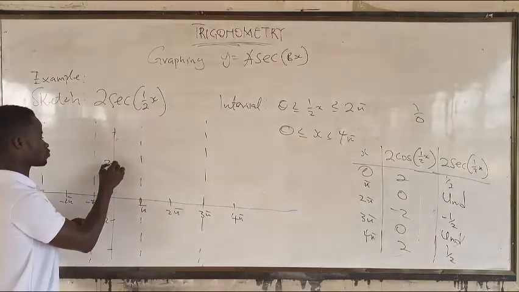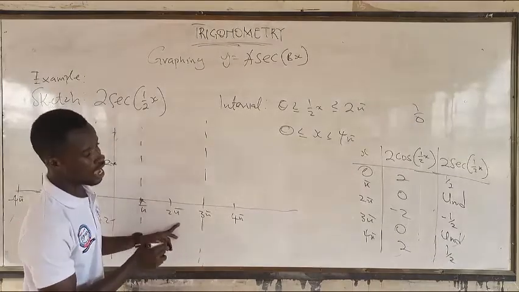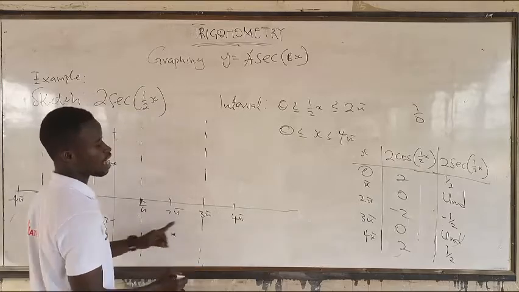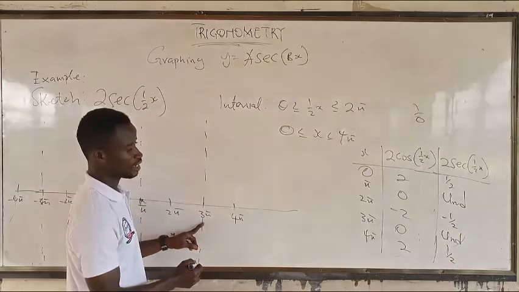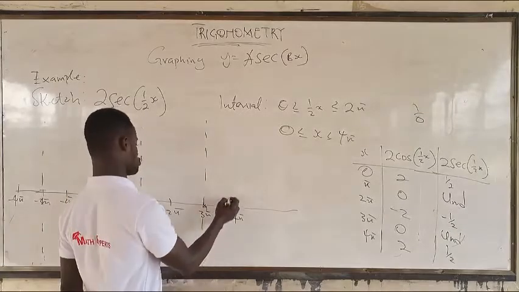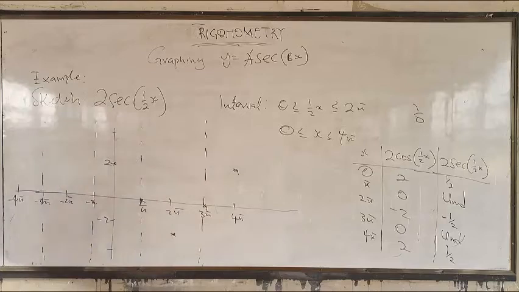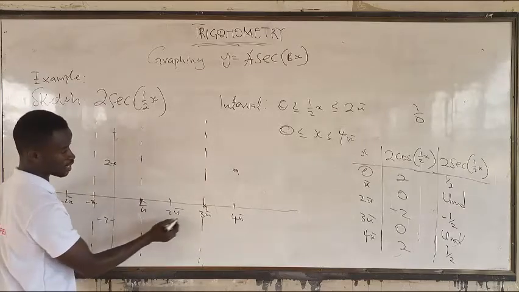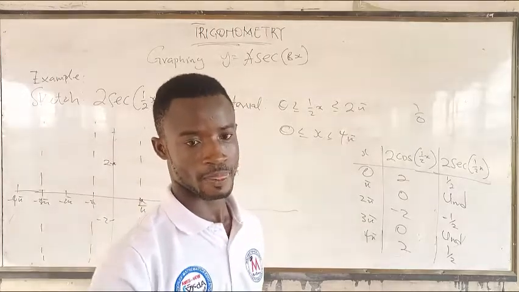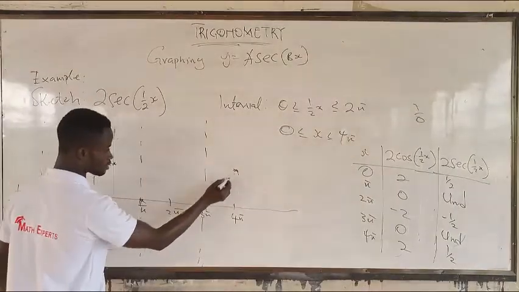So at 0 we have 2. At pi we have 0. At 2 pi we have negative 2. At 3 pi we have 0. At 4 pi we have 2. So this one is going to be nicely sketched like this. Hope you are watching. Watch.